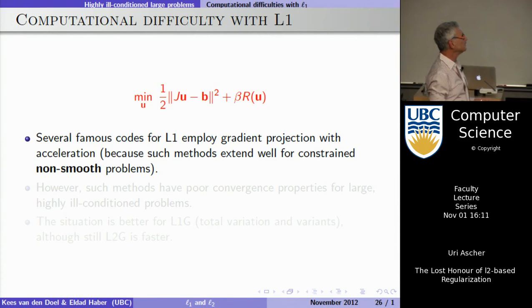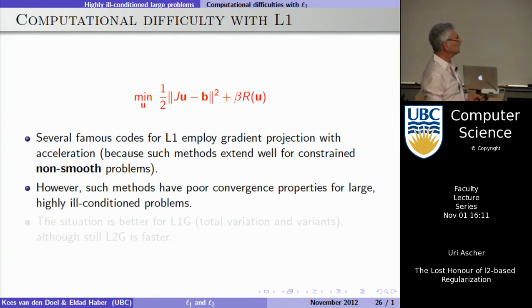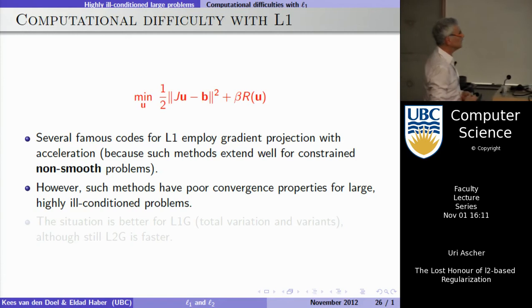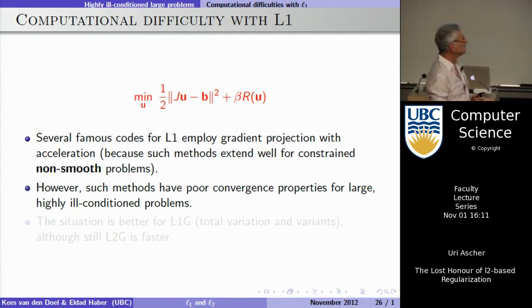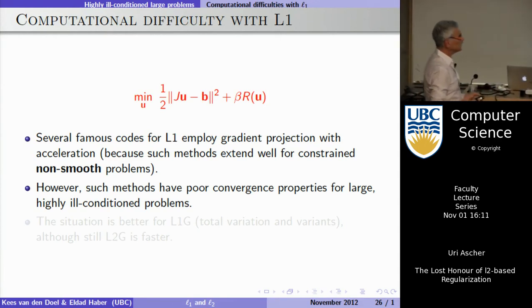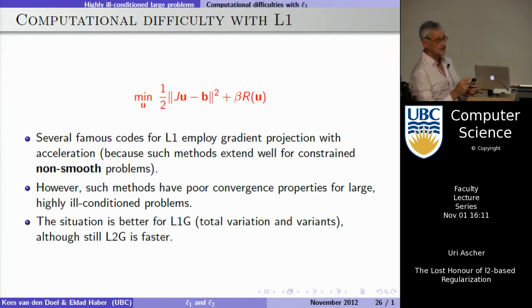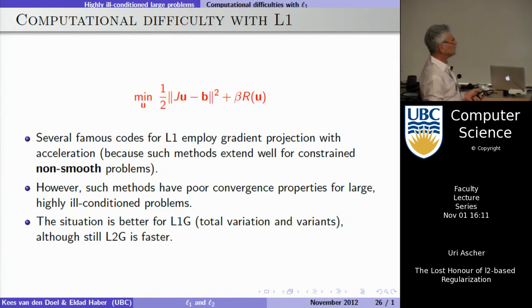These codes are very good if you have a well-conditioned problem. What they do is they have some very sophisticated ways that handle non-smooth constraints, non-smooth problems. But if you have a highly ill-posed problem, these codes will have problems because they are basically gradient-based. They are just gradient projection-based. I shouldn't say all of them would have problems; all of them have difficulties converging when you have a highly ill-posed problem. So that's the problem with L1. With L1G, compared to L2G, the situation is still better because L1G improves discontinuities and we still have that. So L1G will remain in contention.